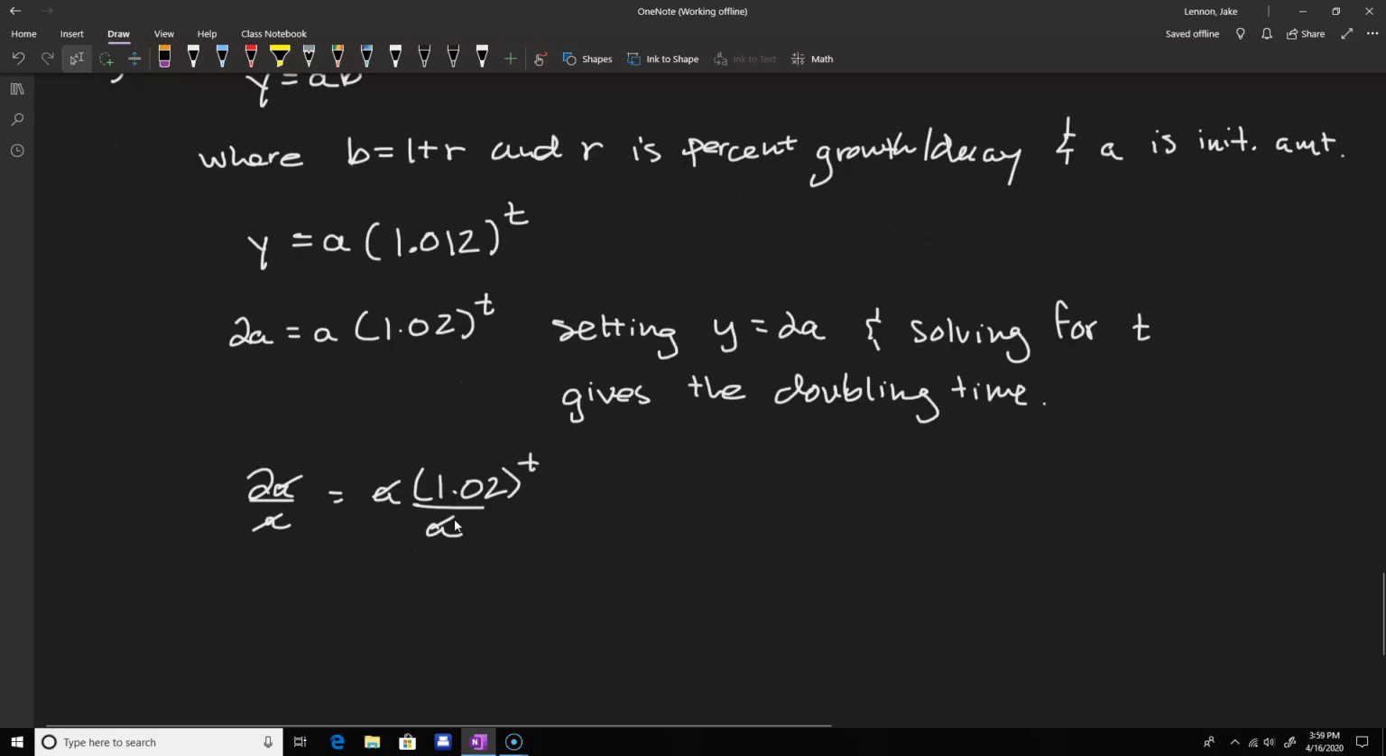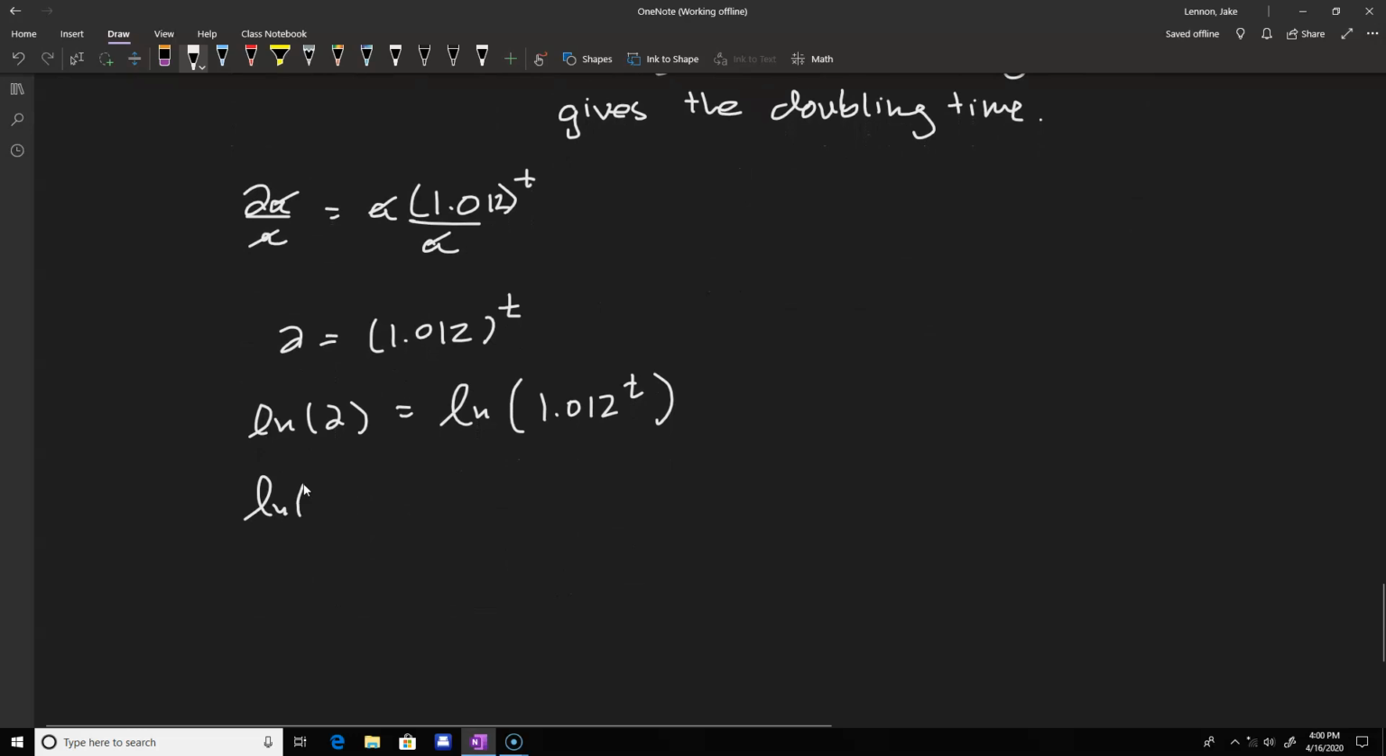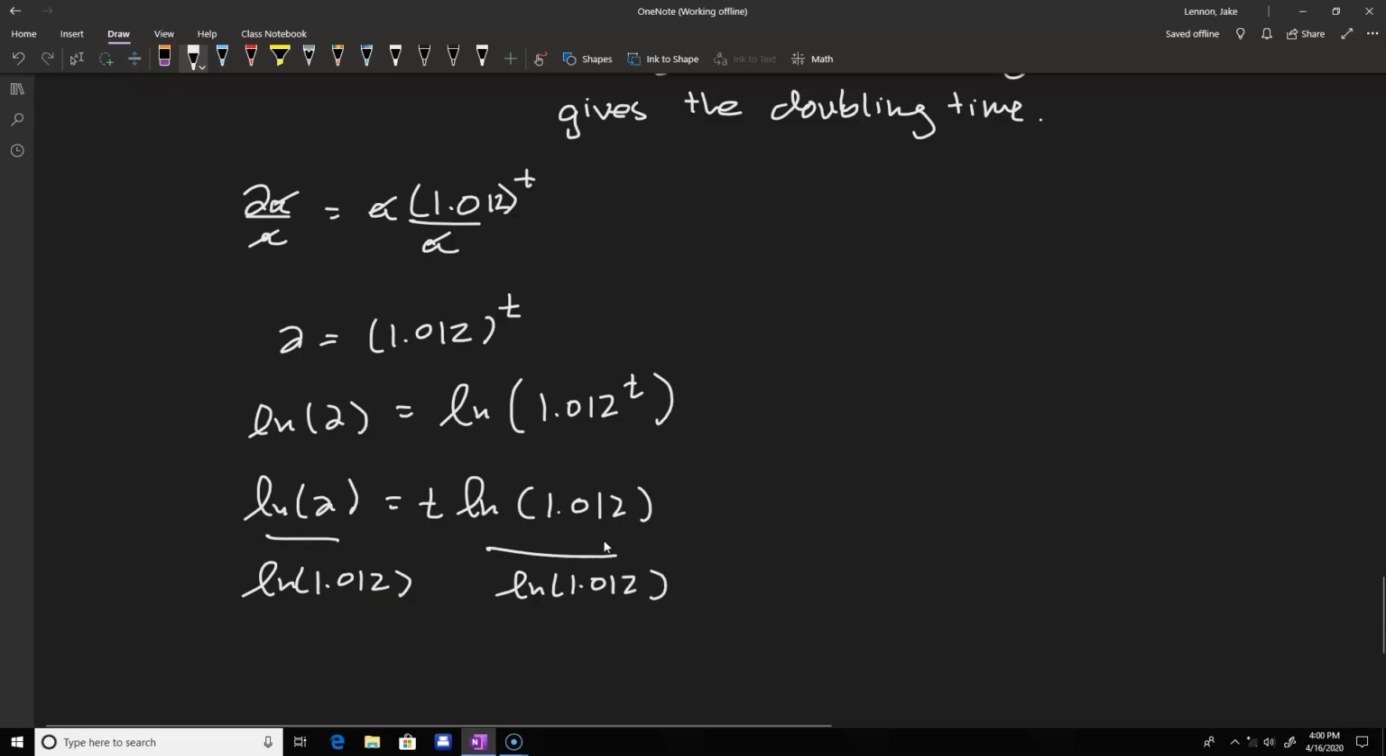We know a is an initial amount, so it's some non-zero quantity, so division is okay. So that drops out, and then we just have the equation 2 equals 1.012 raised to the t. I was leaving that 1 out. Then we can take the log of both sides, whatever kind of log we want, and use property 3 to bring the t down. So we end up with t times the natural log of 1.012, and then divide by the natural log of 1.012, and that ends up being our answer.